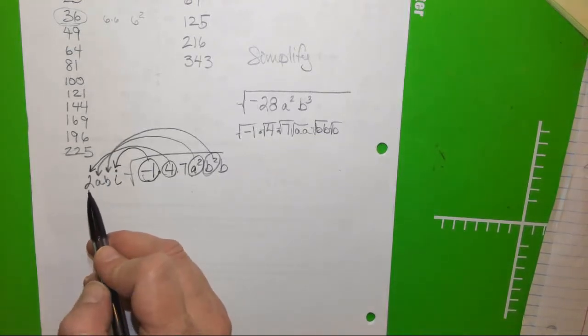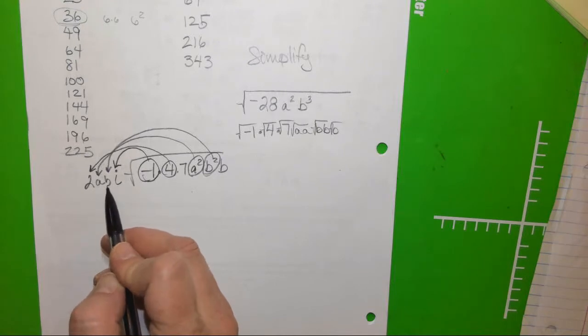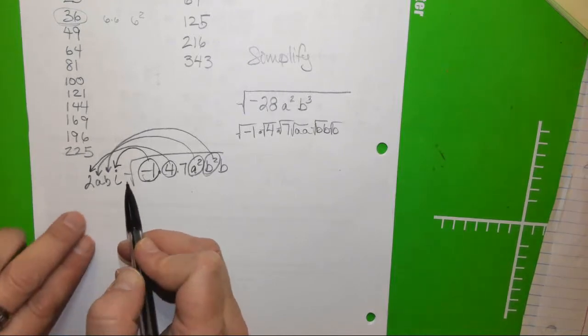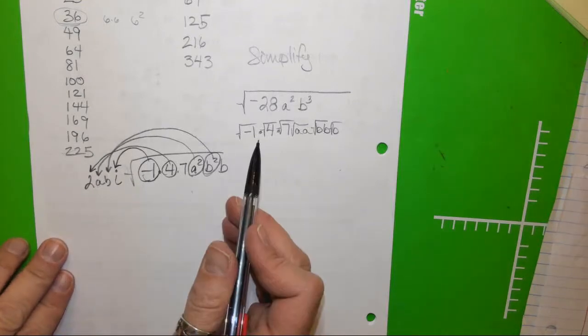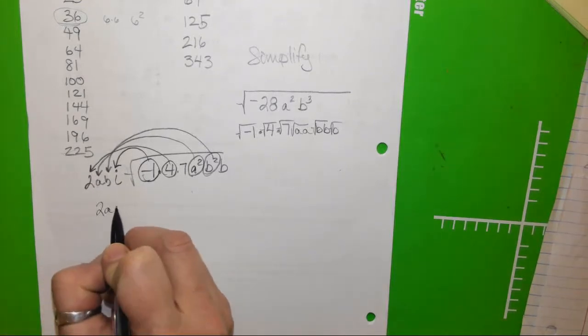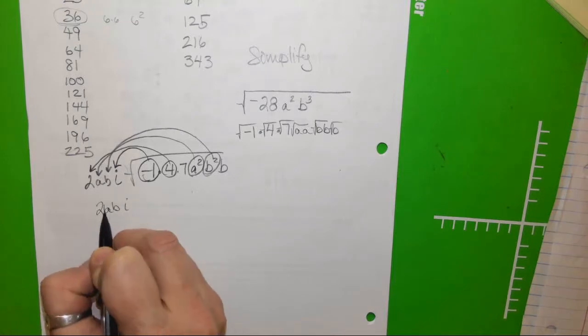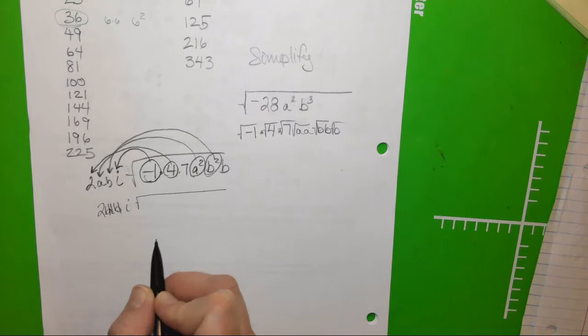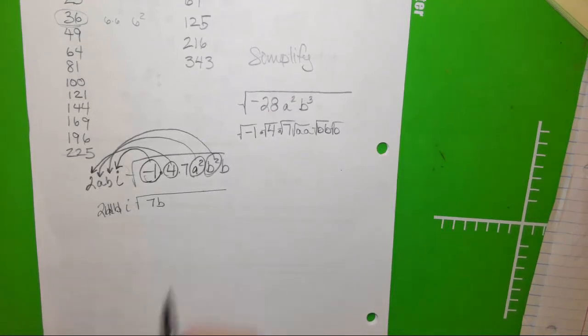Do you notice that the coefficient and the variables are in front of the I, but everything is all written in front of the radical. So I'd have 2a bi, I need absolute value marks around that a and the b, times the square root of what's left? 7b.